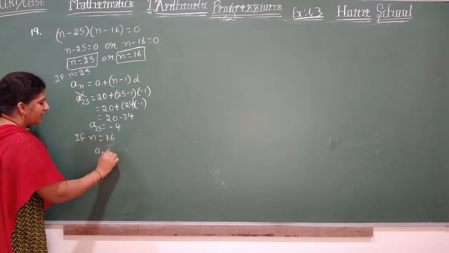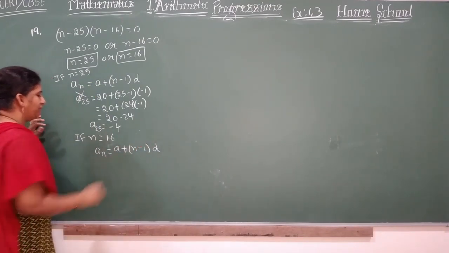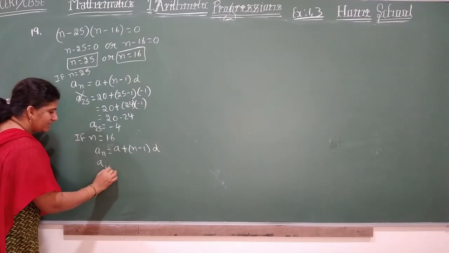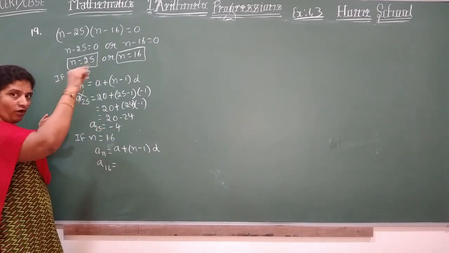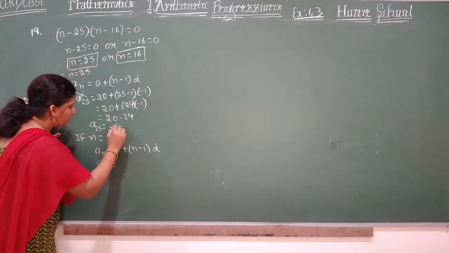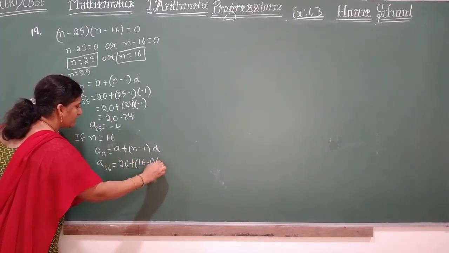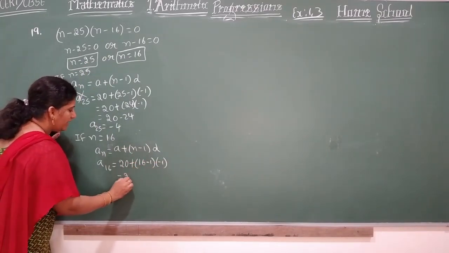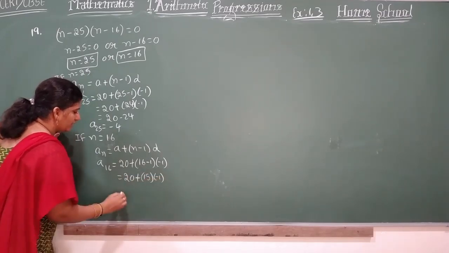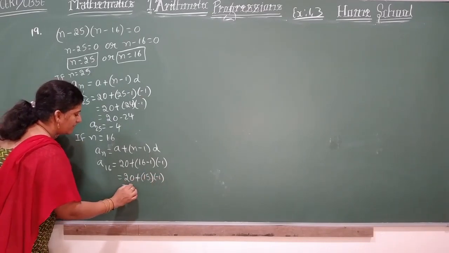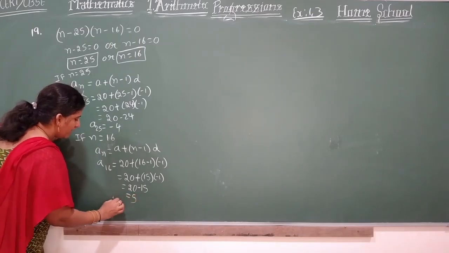What is your nth term, children? a_n = a + (n - 1)d. a_16 is equal to what? What do you mean by a_16? The 16th row of the logs is equal to: a value is 20, and (16 - 1) × (-1). 20 plus 16 - 1 will be 15, 15 × (-1) will be -15. So 20 - 15 will be 5.